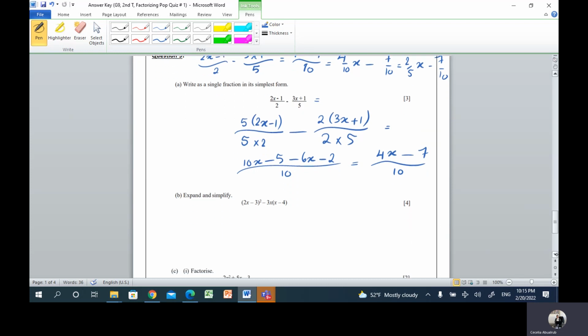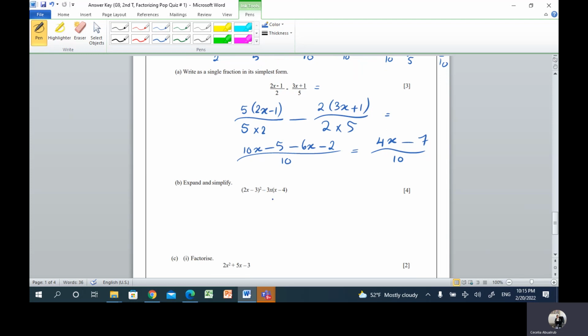Now, this one here, we're going to expand. So I always prefer when you have something like 2x minus 3 squared, which means 2x minus 3 times 2x minus 3, that you do it on its own. So it will be 4x squared, because 2x times 2x is 4x squared. 2x times negative 3 is negative 6x. Negative 3 times 2x is negative 6x. And negative 3 times negative 3 is positive 9. So it will be 4x squared minus 6x minus 6x is minus 12x plus 9.